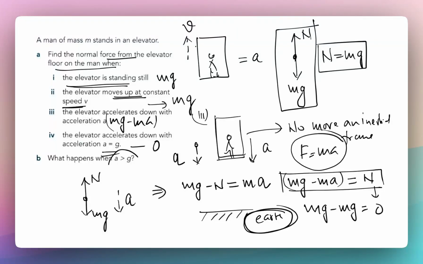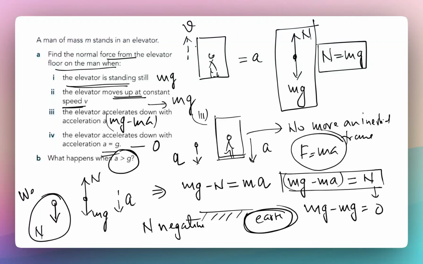Now what happens if a is more than g? If a is more than g, then my N will become negative from the direction we identified, right? Which means the normal reaction would be downwards. He will not feel any normal reaction. It appears that he is getting pushed downward, so the force which is supposed to be acting upward will appear as if he's trying to push downwards. He will feel no force and it will look like he's weightless. Okay, no force basically.